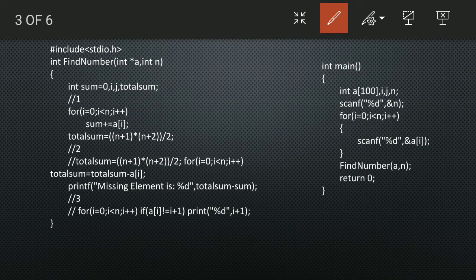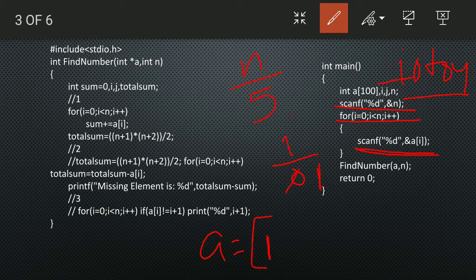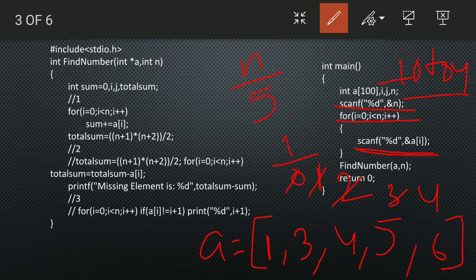Then scanf percentage d ampersand n. So we are taking the n value, which is 5 suppose, and we are running the i loop from 0 to less than n, that is less than 5, which is 0 to 4. i is running and we are scanning each and every a value for an i. For i equals 0, suppose we had given 1. For i value 1 we had given 3. For i value 2 we had given 4. For 3 we have given 5, and for the i value 4 we have given 6. So i has reached its limit, so we are done with our array values.